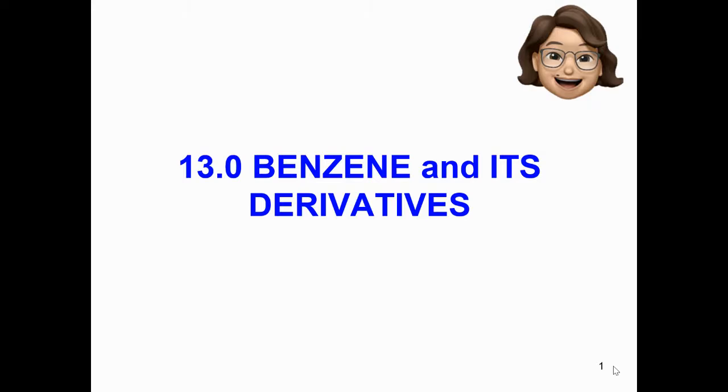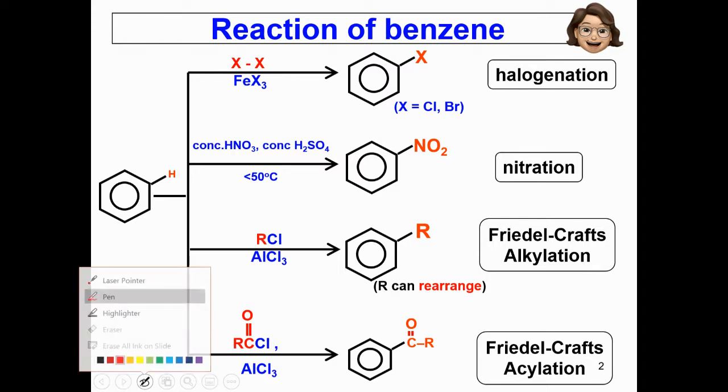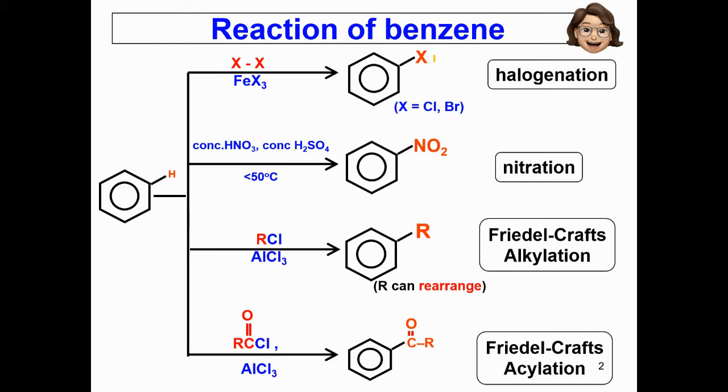Benzene and its derivatives. In this session, I will focus on the reactions of benzene. There are four types of reaction. One is halogenation. Just remember, all of the benzene reactions we are learning here are called electrophilic aromatic substitution reactions.